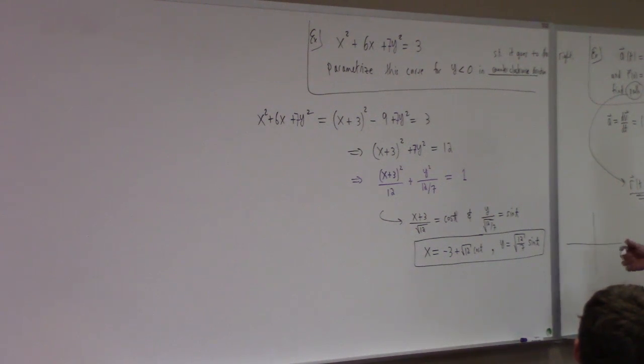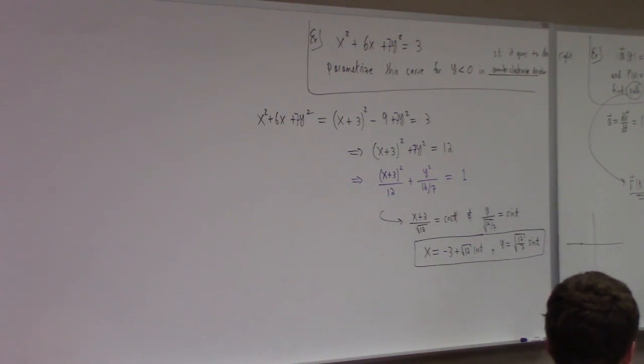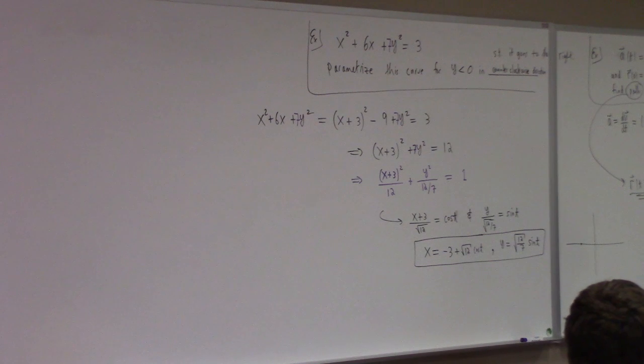This is an ellipse centered where, at minus 3 comma 0, right? And which is longer? Is it longer in the x direction or the y direction? Which is the semi-major and which is the semi-minor axis here for this ellipse?